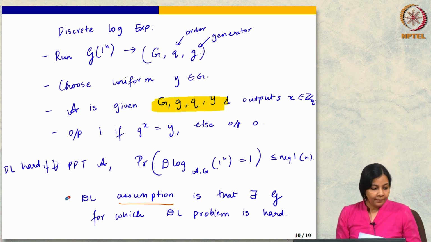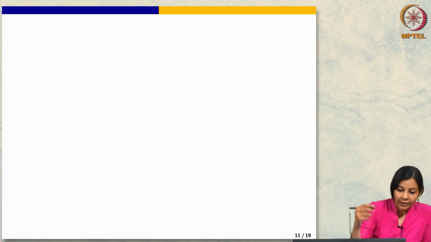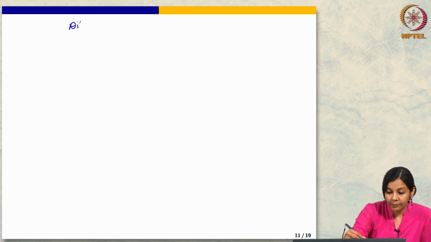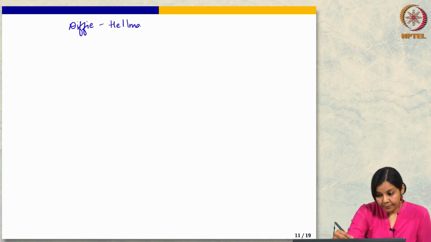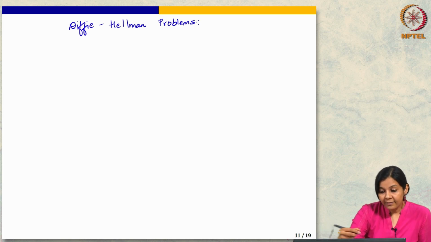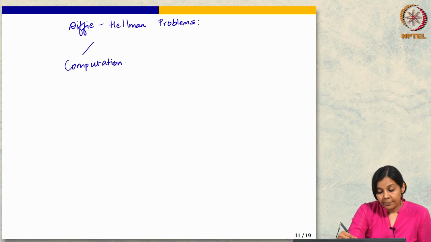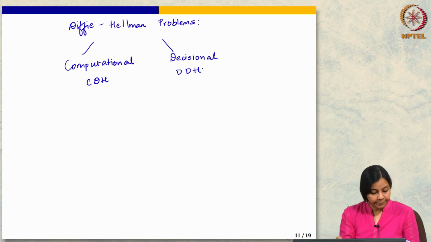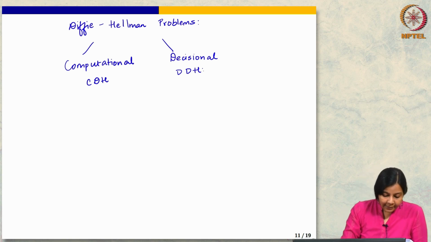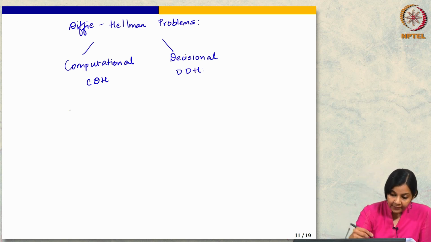Let me, while I am on this, let me also very quickly define these Diffie-Hellman problems. Okay, so, I will not spend too much time defining them in detail, at least right now. So, there is a computational version, which will be called computational Diffie-Hellman, and there is a decisional version, which we will call decisional Diffie-Hellman. And yeah, so let us define.